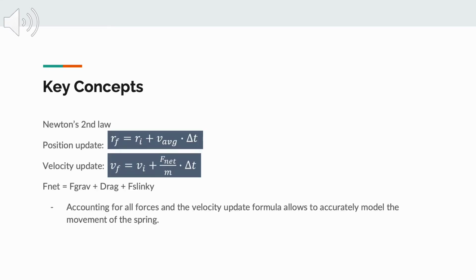Key concepts for this lab. This lab will be based on Newton's second law. Some of the important formulas used will be the position update formula, where R final is equal to R initial plus V average times delta t, and the velocity update formula, where V final is equal to V initial plus F net over m times delta t. F net is given by the gravitational force, the drag force, and the forces acting within the slinky. Accounting for all forces and the velocity update formula allows us to accurately model the movement of the spring.